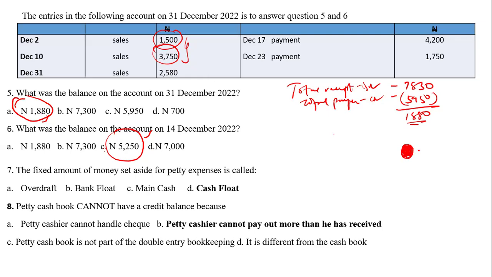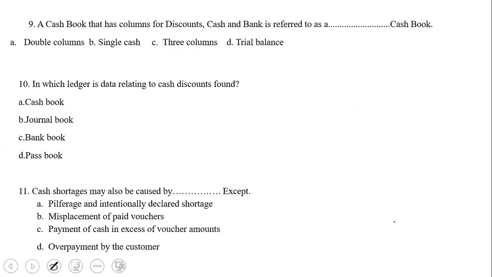Let's go. This amount of money set aside for petty cash, we all know that petty cash cannot have a credit balance. We all know the reason. We said the petty cashier cannot pay out more than what he has received. So you can't have that. It's also like your single column cash book. You can only pay what you have. Yeah, we have two more.